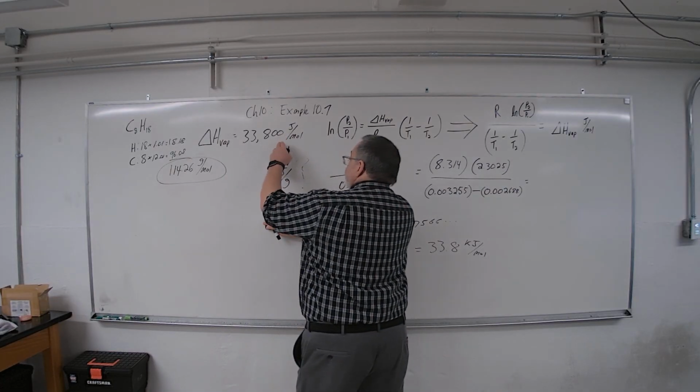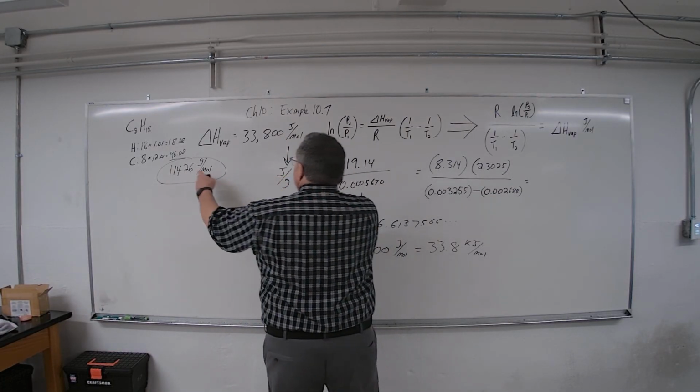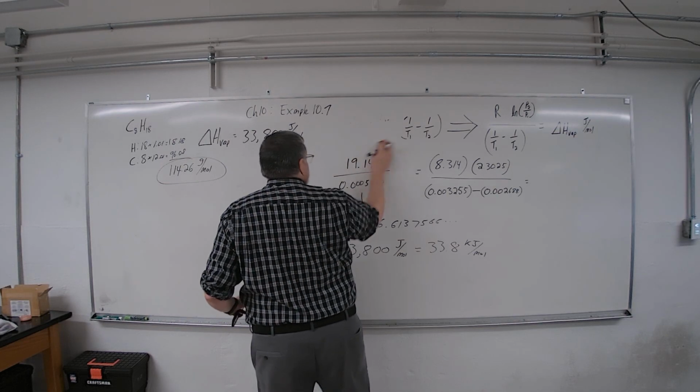So what I'm going to do is get this from joules per mole to joules per gram using this. Get all this out.